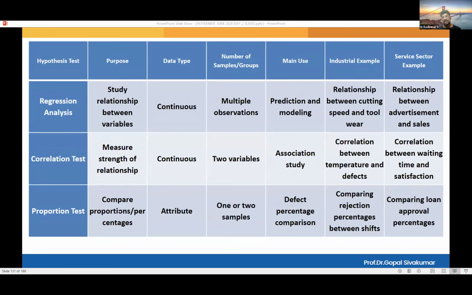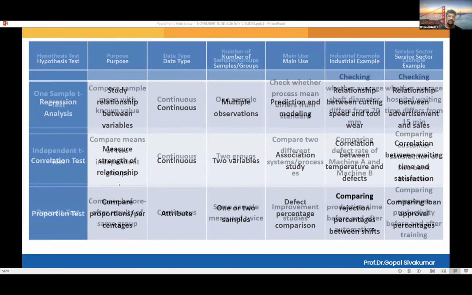Then proportion test. It is used for comparing attribute data: yes or no, true or false, better, best, poor, good. Like this, there is attribute data, count. To compare and make a decision on attribute data, you can use this proportion test.